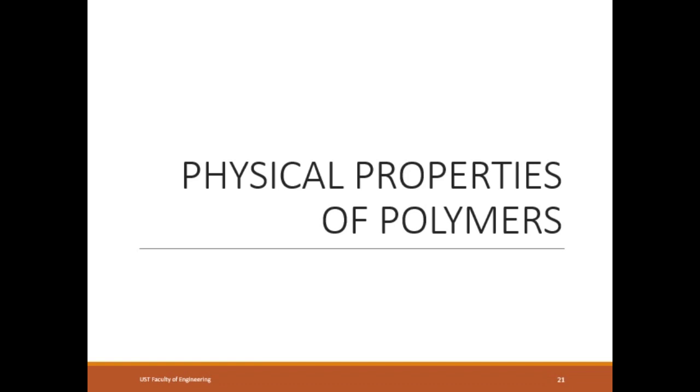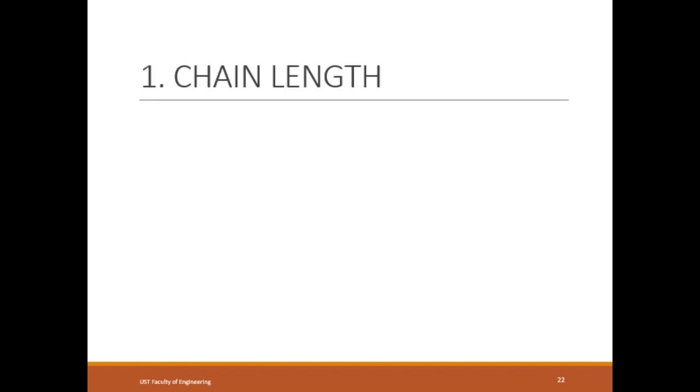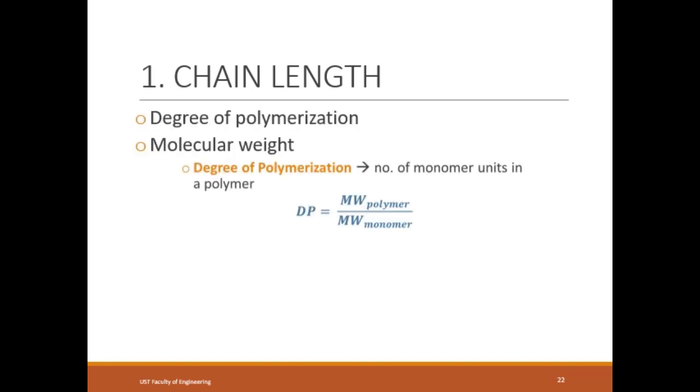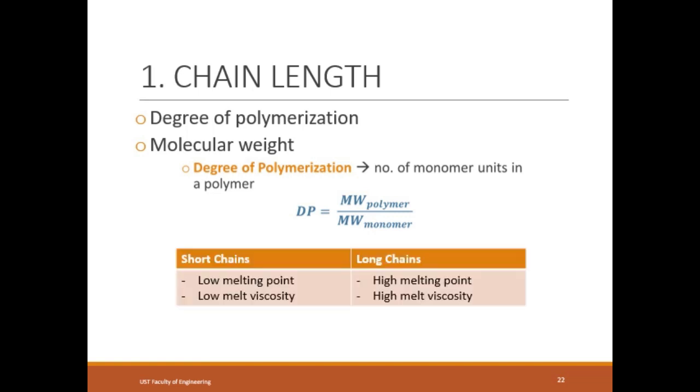Okay, at this point, let's begin to relate the structure of polymers to its physical properties. First, let's talk about the chain length, which is the first factor that contributes to the property of a polymer. We can express chain length in terms of the degree of polymerization, which is the number of repeated monomer units in the chain, and the molecular weight, which is the total molar mass. In general, longer chains yield higher strength and higher melting point.